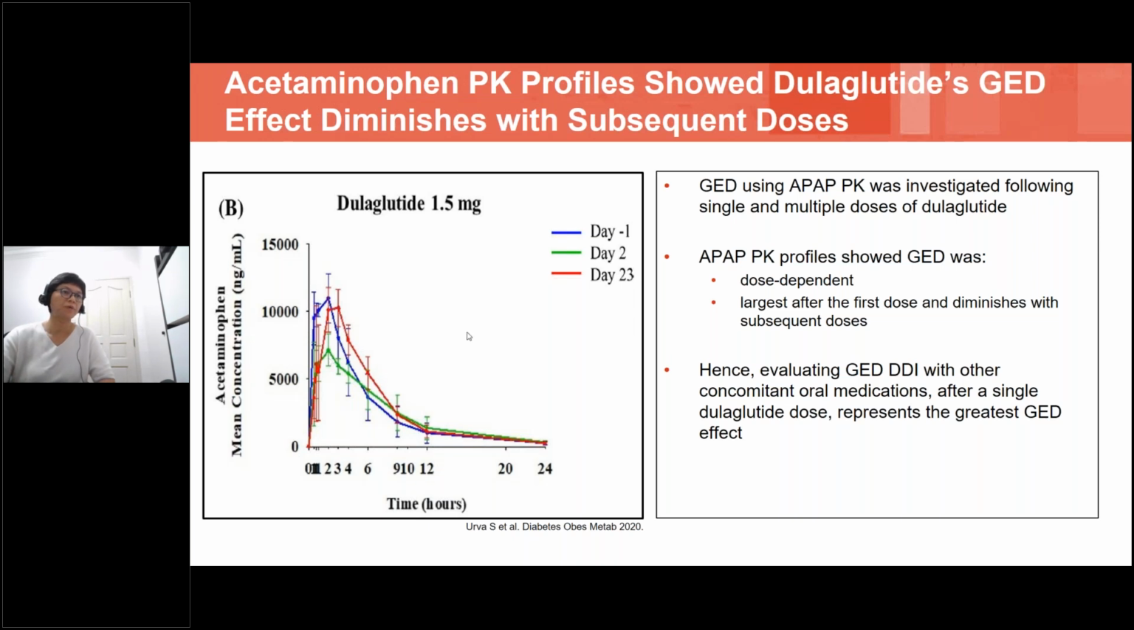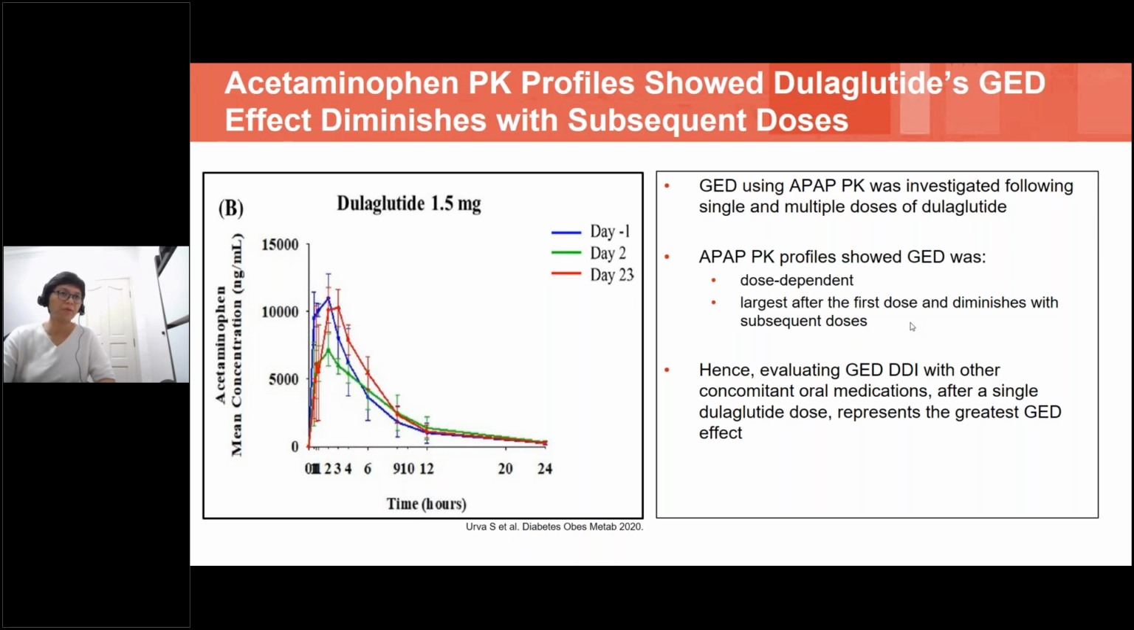However, following 4 doses of dulaglutide on day 23, you see this red line here. This red PK profile of acetaminophen has almost gone back to what it was at baseline. So this is the additional observation that besides being dose dependent, the effect of dulaglutide on acetaminophen PK and gastric emptying is largest after the first dose, and it diminishes over time with repeated dosing.